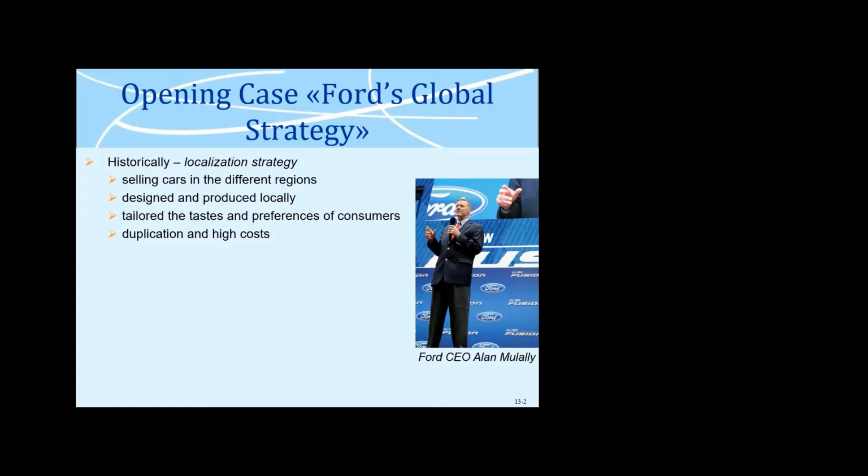And this strategy was based on the assumption that customers located in different regions had different tastes and preferences. So this required considerable local customization. For example, we all know that Americans love big and large cars. So they love having their trucks, while Europeans prefer smaller, more fuel-efficient cars.